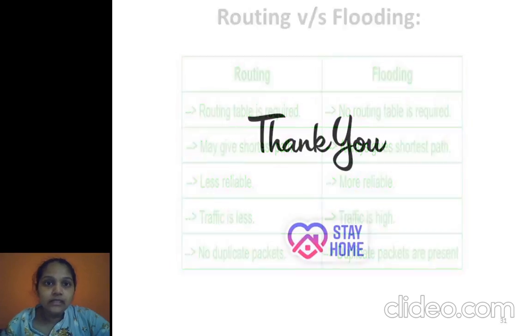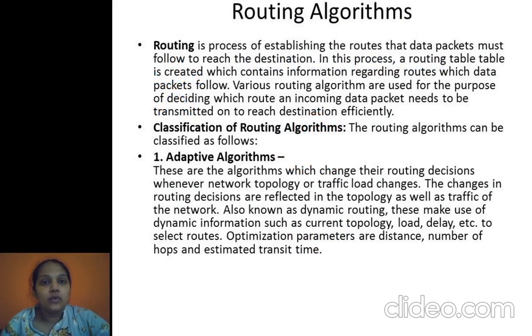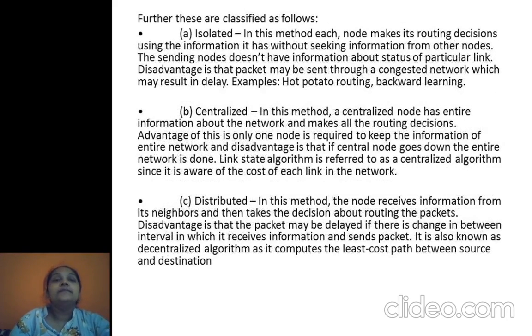So let's conclude today's lecture. Today we learned about routing algorithms. Routing is a process of establishing the routes that packets must take to reach the destination. There are two types of algorithm: first is adaptive algorithm and second is non-adaptive. The adaptive algorithm, also called dynamic routing, changes its routing decision whenever network topology or traffic load changes.